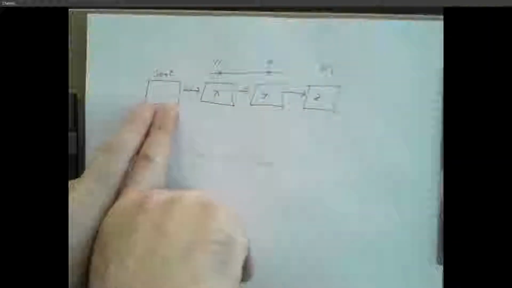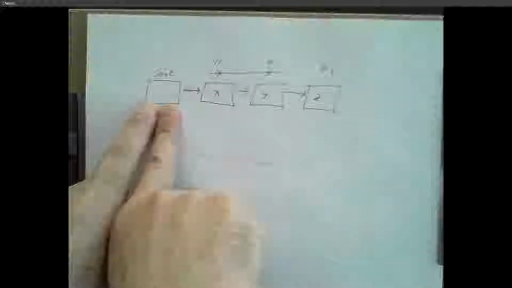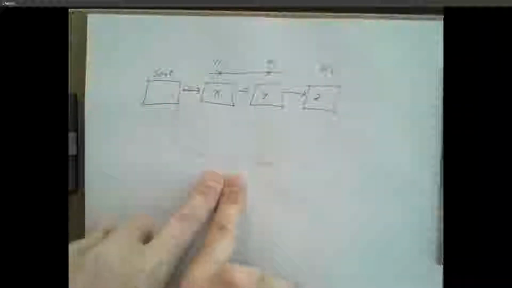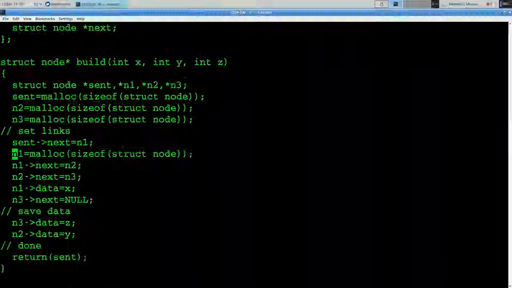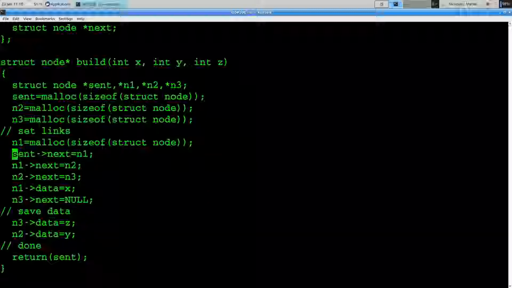But that's absolutely not going to change where this is pointing, because this has nothing to do with n1. This is just sent arrow next. And unless we say sent arrow next equals something, this is not going to change. So the order will definitely matter with respect to using the address of these nodes. But as long as we have n1 having a good value, we can go ahead and point to it. So it's basically remembering to malloc before you assign. Remember to malloc before you use that variable in any way, shape, or form.